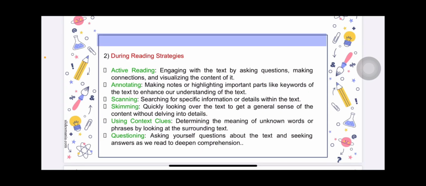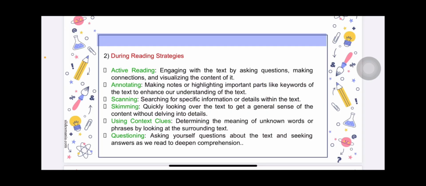Number 1, active reading. Active reading is you ask questions to connect with your own knowledge. And number 2, annotating. Annotating is highlighting or writing down the key points. And number 3 is scanning. Scanning is you look for specific details or information.